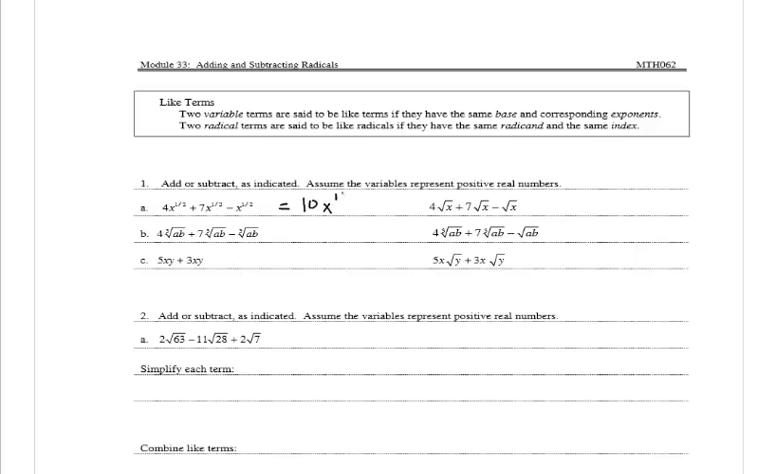to the 1/2. And then we have 4 square root of x plus 7 square root of x minus the square root of x. And these are going to be like radicals because they have the same radicand, which is x, and they have the same index, which is 2. So we're going to have 4 plus 7 minus 1 is equal to 10 square root of x.